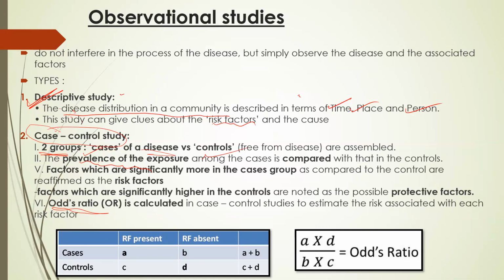Is it clear? So in other words, generally, a case control study is a retrospective study. That is, you already know the patient has the disease, or whether the patient doesn't have the disease, and you're going back to see whether the risk factors actually cause the disease or not.